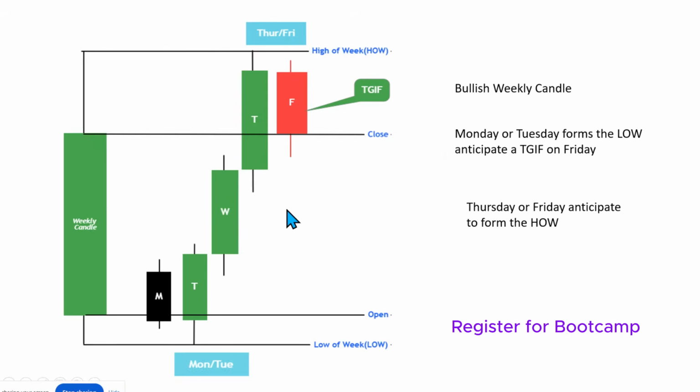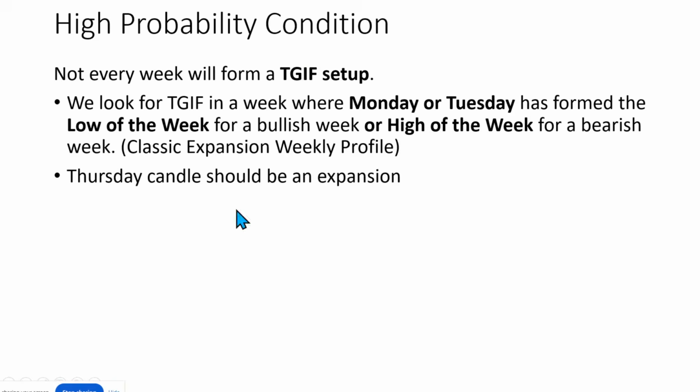So this here is an example, again of a bullish weekly candle. We said for a TGIF to form, for a bullish week, we need to see Monday or Tuesday forming the low of the week. Because remember, we open, we form the low. So either Monday forms the low of the week or Tuesday forms the low of the week. Then we get the expansion on Tuesday, Wednesday, Thursday. So that is condition number one.